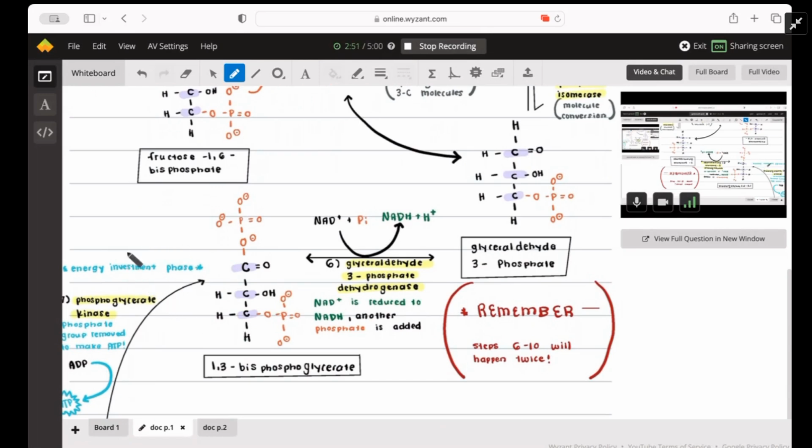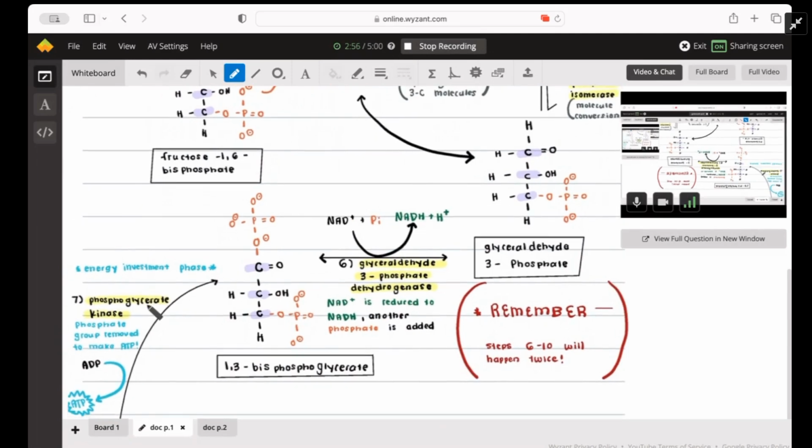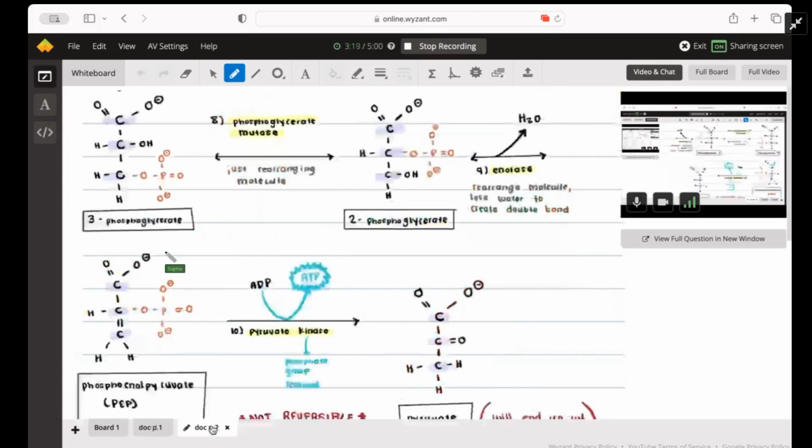So now we've officially entered the energy payoff phase, which means we're making molecules of ATP. So phosphoglycerate kinase, this enzyme removes a phosphate group to make ATP. So anytime you hear kinase, that means phosphate is being transferred. So here we've turned our ADP into ATP, and we've created our first molecule of ATP. Okay, so then we have 3-phosphoglycerate, only 1 phosphate group, and phosphoglycerate mutase is the enzyme that's just going to rearrange this molecule, so it becomes 2-phosphoglycerate.